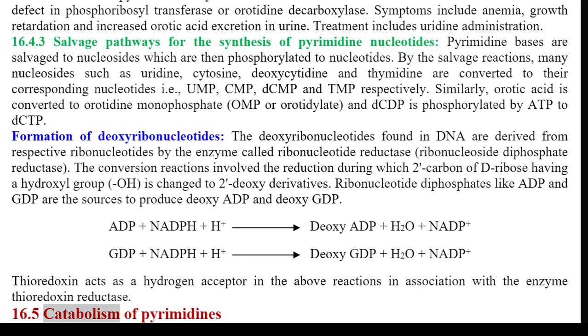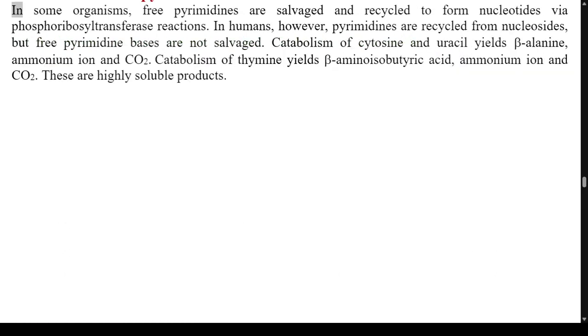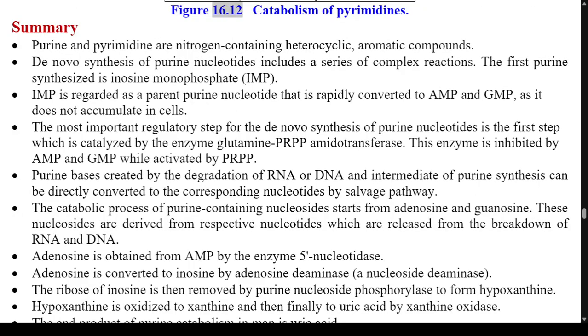16.5 Catabolism of pyrimidines. In some organisms, free pyrimidines are salvaged and recycled to form nucleotides via phosphoribosyltransferase reactions. In humans, however, pyrimidines are recycled from nucleosides, but free pyrimidine bases are not salvaged. Catabolism of cytosine and uracil yields alanine, ammonium ion, and CO2. Catabolism of thymine yields aminoisobutyric acid, ammonium ion, and CO2. These are highly soluble products. Figure 16.12 Catabolism of pyrimidines.